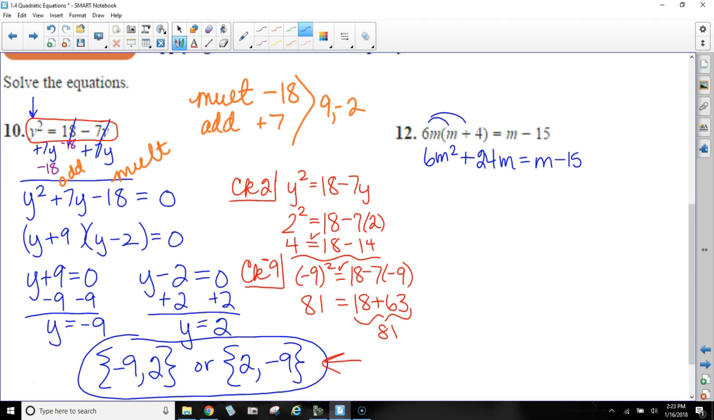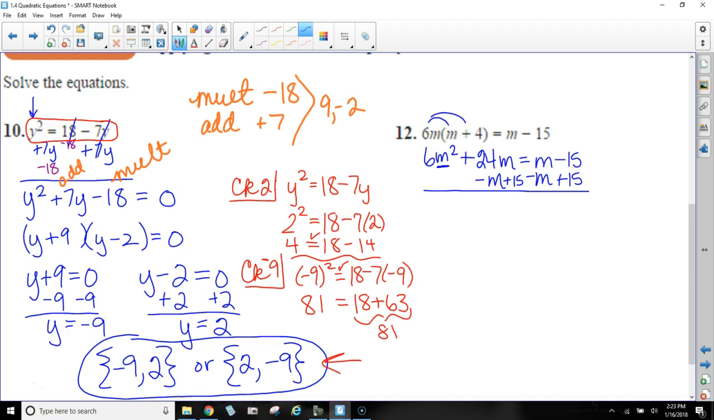Now, we see this quadratic term right here because of the m squared, and that tells us we want to get everything on one side equals 0. So we're going to subtract m from both sides. There's my like term I line up right there. And we are also going to add 15 to both sides. Let me squeeze that in right here.